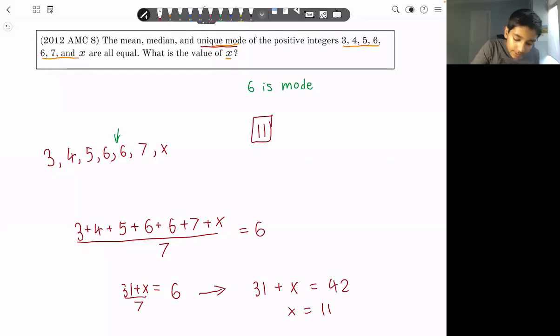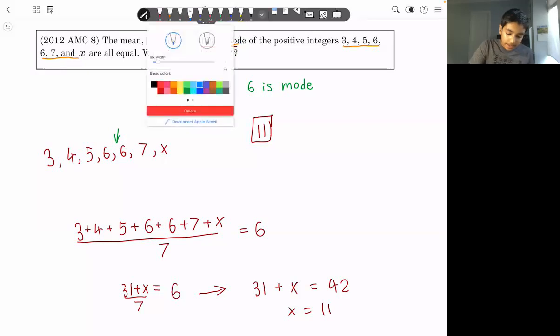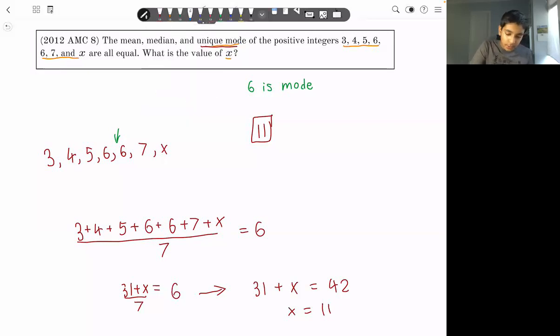And note that we didn't even use the condition that the median is equal to the mean and the mode. But if you wanted to, it would be a good check to make sure you got it right. You could just check, okay, is the median also going to be 6? And you would find out that it is indeed 6 as well. So that's another good check to the problem to make sure you got it right. So any questions on this problem then?